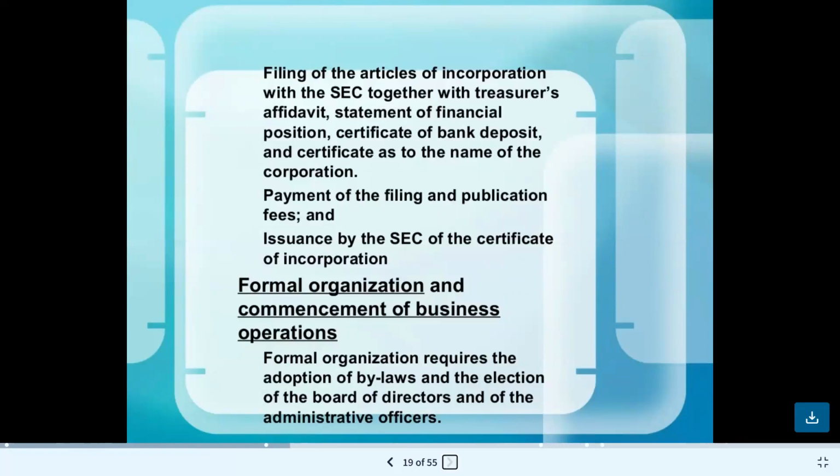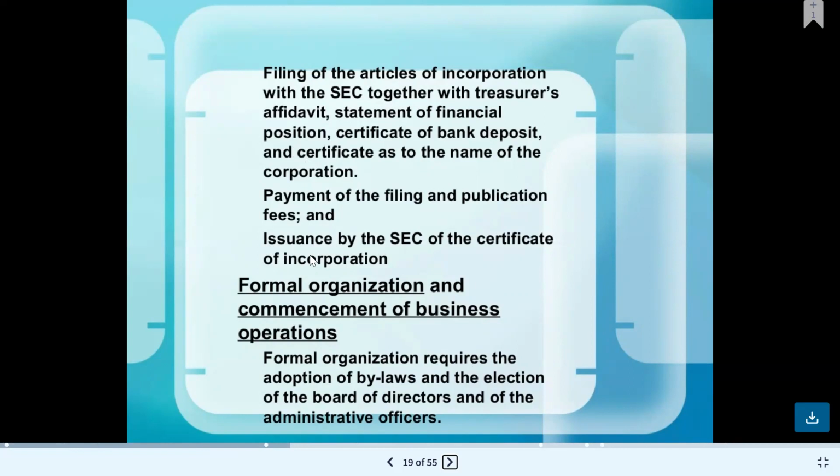And then you will have filing of the articles of incorporation with SEC together with the treasurer's affidavit, statement of financial position as to the payment of its subscription, certificate of bank deposit, certificate as to the name of the corporation, payment of the filing and publication fees, and issuance by the SEC of the certificate of incorporation.